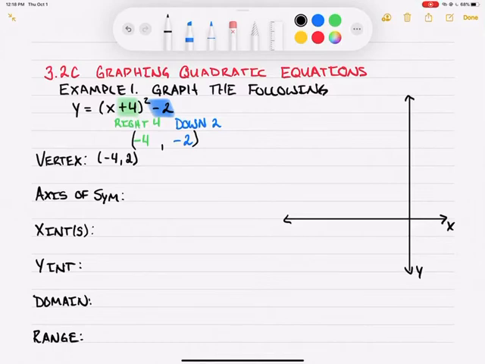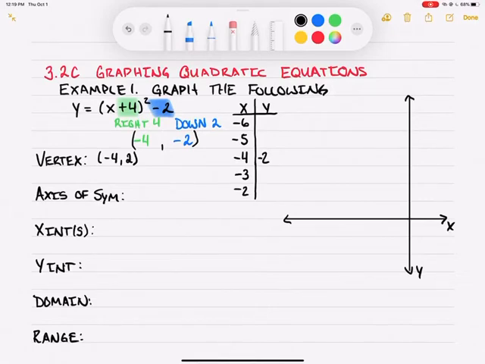So knowing this, I can create a table of points that can help me graph this function. Let's create that table. I know that my vertex is going to be negative 4, negative 2, so I'm going to put that in the middle of my table, and I'm just going to choose values that are on either side of negative 4 and find my y values. So for the rest of the x values, I'm going to go with negative 5, negative 6 on the lower side, and then negative 3, negative 2 on the higher side.